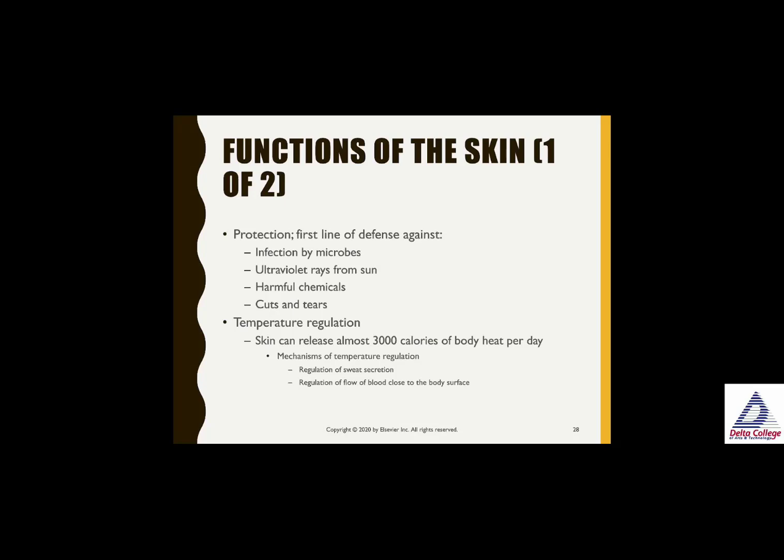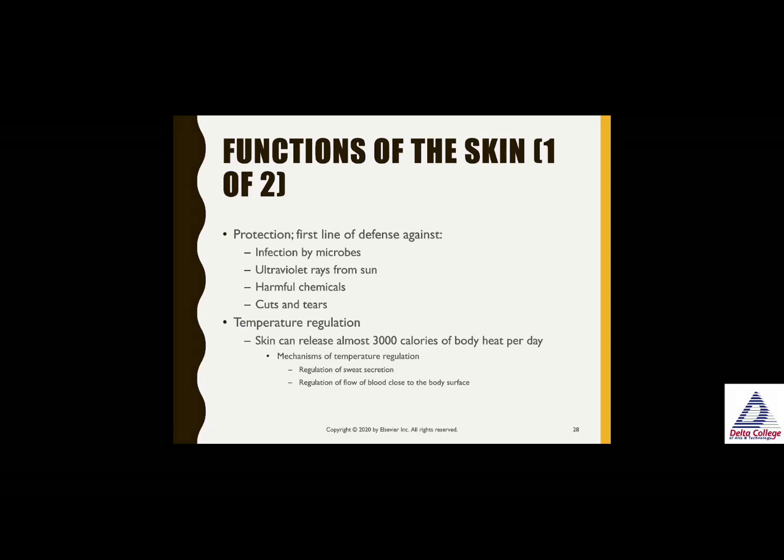The skin also helps with temperature regulation. The skin can release almost 3,000 calories of body heat per day. And the mechanisms of temperature regulation are regulation of sweat secretion and regulation of the flow of blood close to the body's surface.